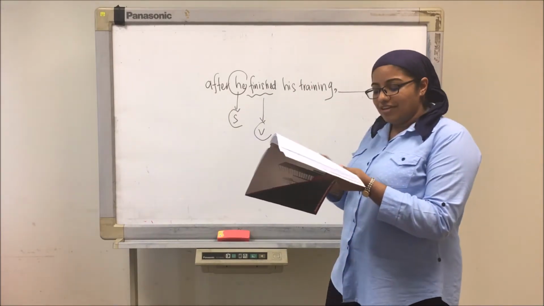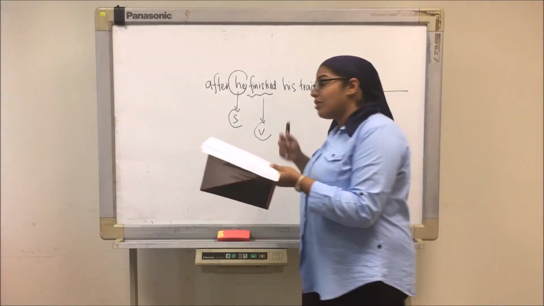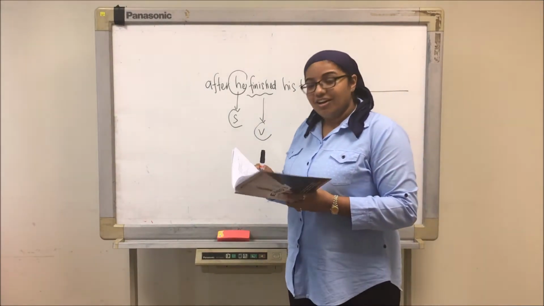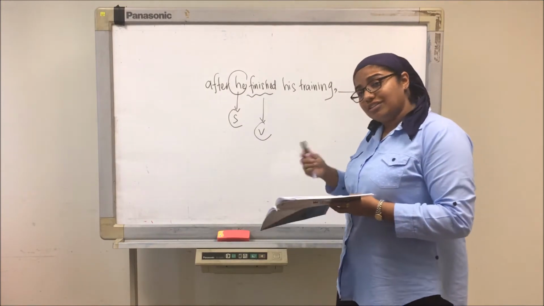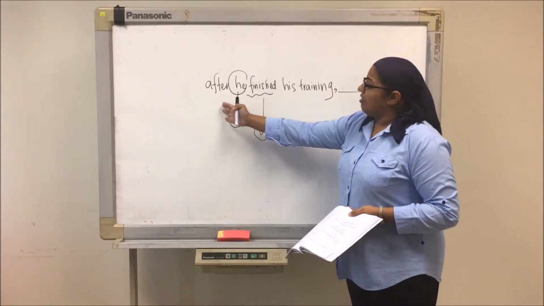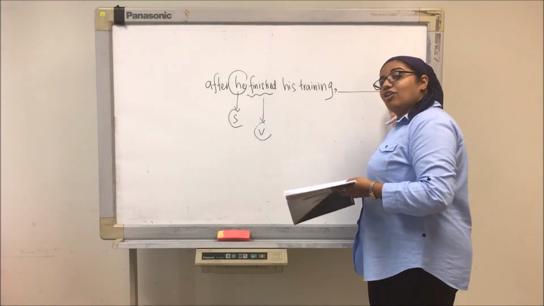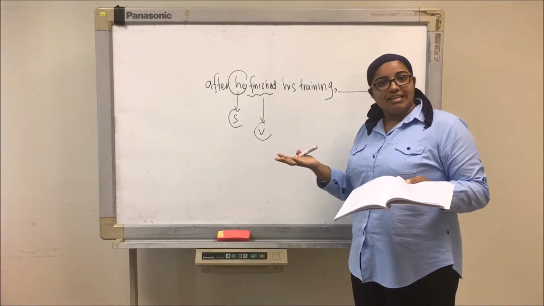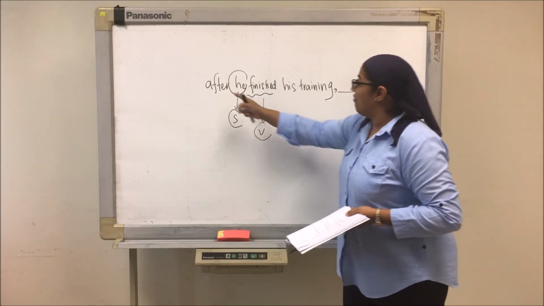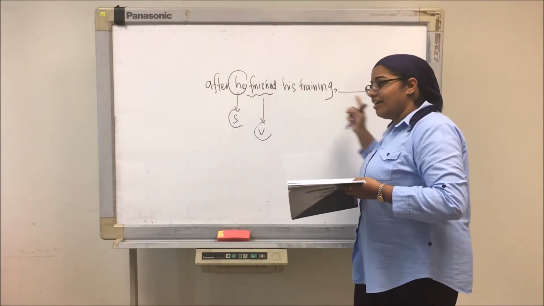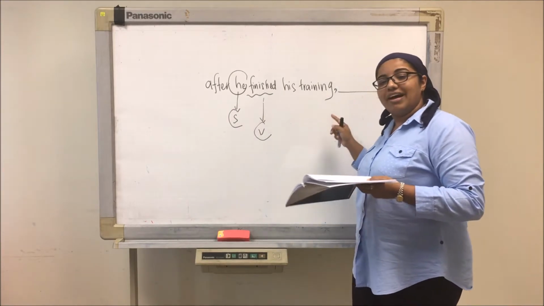So we need to have the complementary. Complementary means there should be another clause we call an independent clause. So we have two clauses at the same time. In this case, after he finished his training, he went back home. Maybe there's another way of saying it. After he finished his training, he was too tired and took a break to go back home.